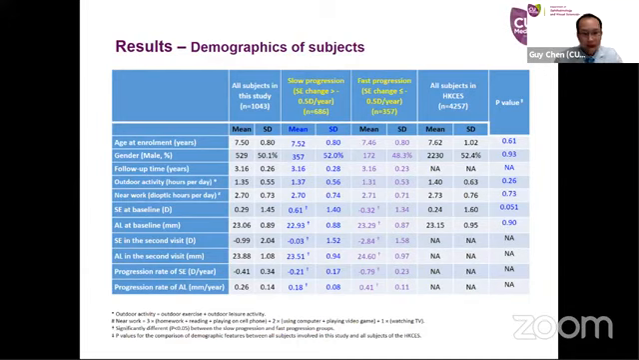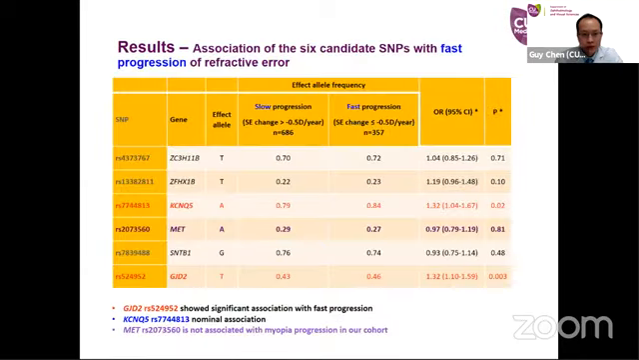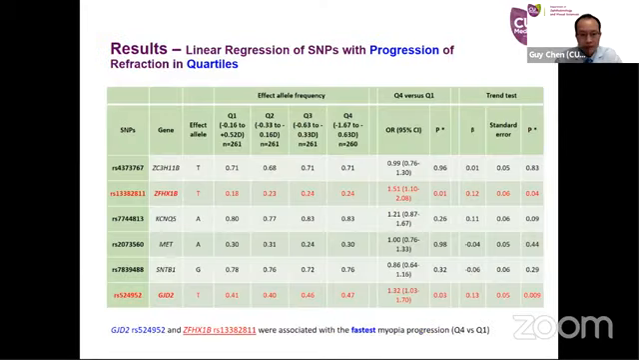Here are the demographic data of the subjects. They are comparable to the overall subjects in the Hong Kong Children Eye Study, suggesting that the cohort is representative. We found that 2 SNPs in the GJD2 and KCNQ5 genes were associated with fast myopia progression, and in contrast, the MET gene, which was reported by the Singapore group, was not associated with myopia progression in our cohort. We then divided the children by their progression rates and found the GJD2 and ZFX1B genes to be associated with the fastest myopia progression.